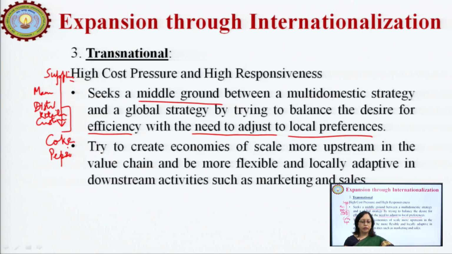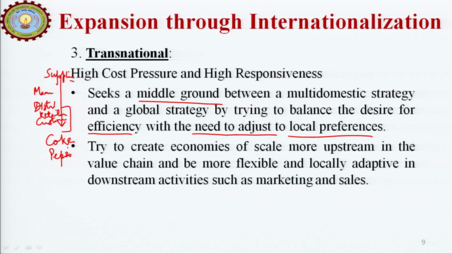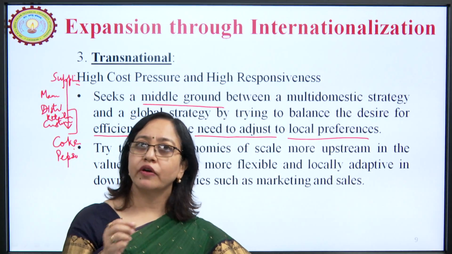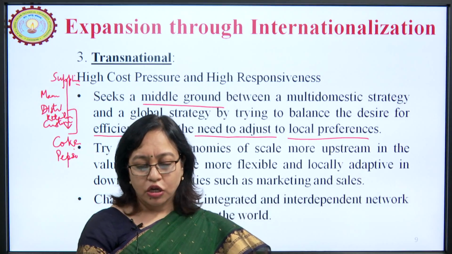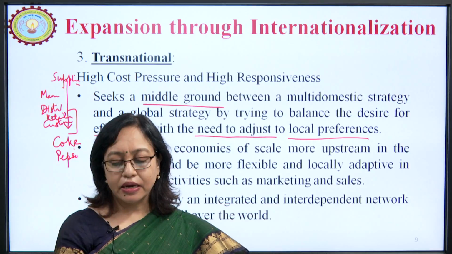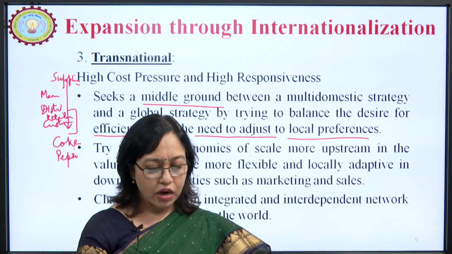Similarly, Hindustan Unilever Limited, when it came to the Indian market, realized that there were a lot of challenges as far as infrastructure and especially how to reach the rural market. So, it came up with a very innovative strategy. It contacted females and created a network of 14,000 females, who were interested in the job of supplying products in the villages. So, it was a win-win situation for HUL and these females also. So, it is characterized by an integrated and interdependent network of subsidiaries all around the world.